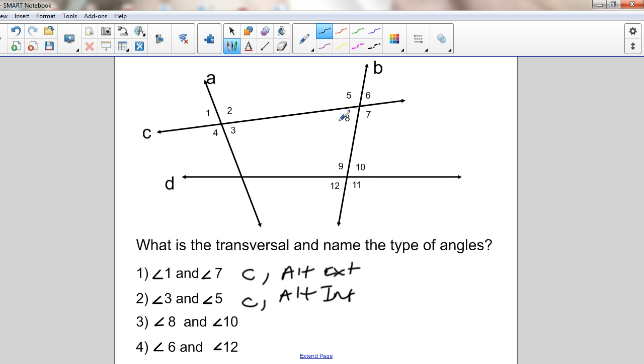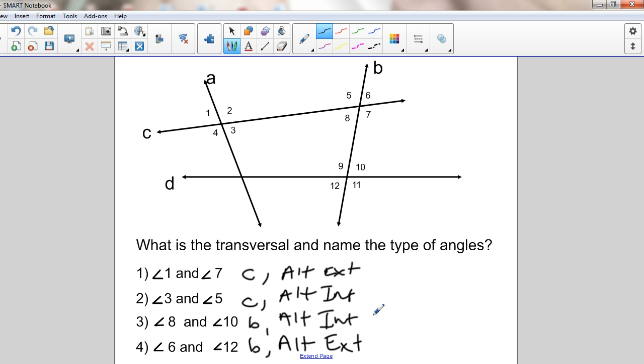8 and 10, so 8 right here and 10 right here. They alternate across the transversal. Well, first of all, the transversal is B. It alternates across the transversal, and they're on the interior of lines C and D, so it's alternate interior. And then you got 6 and 12. This is 6. There's 12. It alternates across the transversal B, and it's on the exterior.